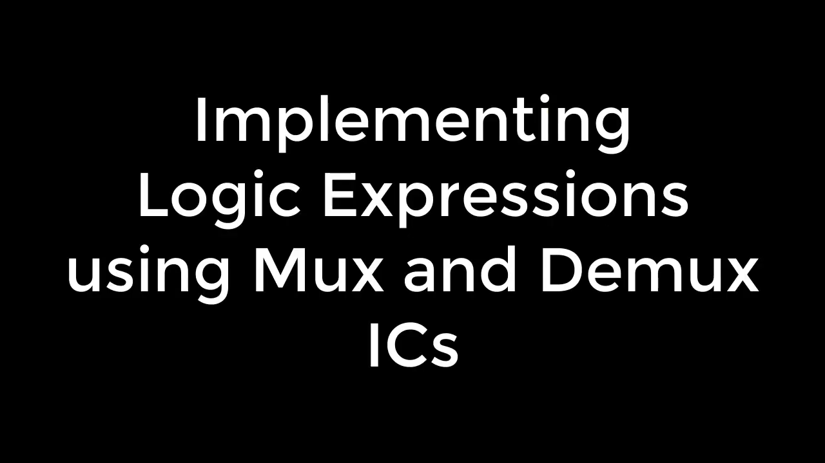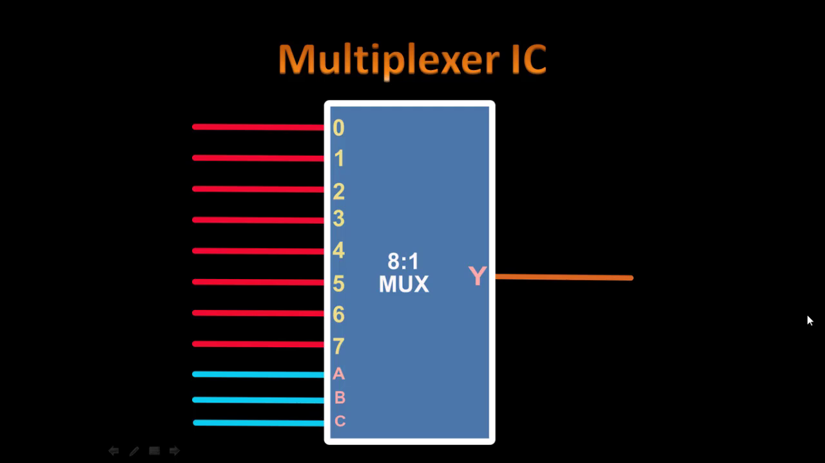Now in the last part of the practical, we will see how we can implement expressions using multiplexer and demultiplexer ICs, and then we will jump to SimulIDE for performing the practical. Let us first understand the multiplexer IC. This is how we have the multiplexer IC, and these are the input lines.